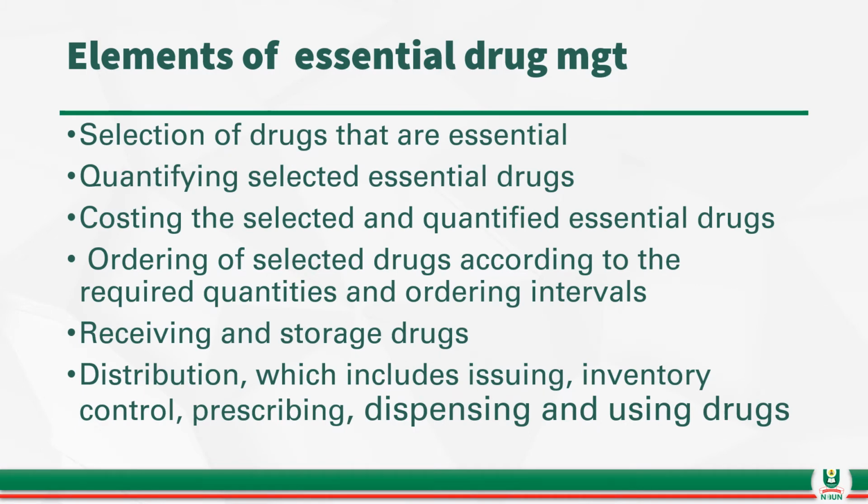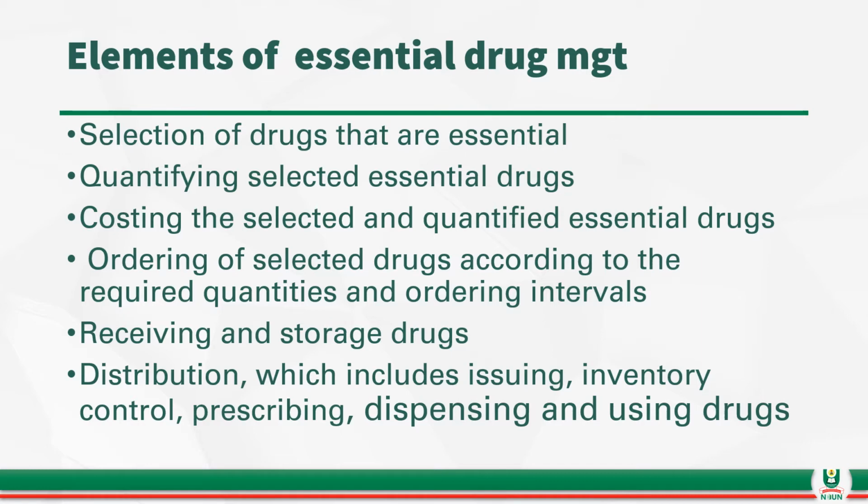So this brings us to the elements of essential drug management. We've defined what essential drug management is. Now, what are the elements? The elements in managing essential drugs, how do you manage it? What are those components of the management? First, you have to select the drug. Secondly, after selecting, you quantify your drugs. You look at the quality and quantity of the drugs you need, then you cost them.